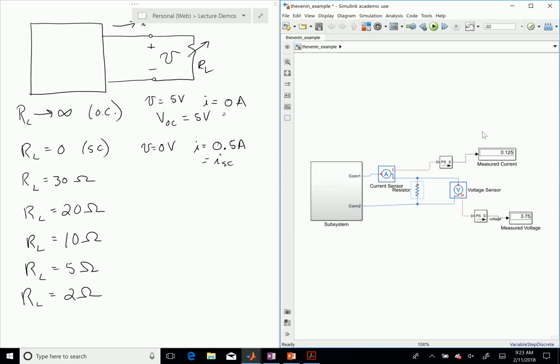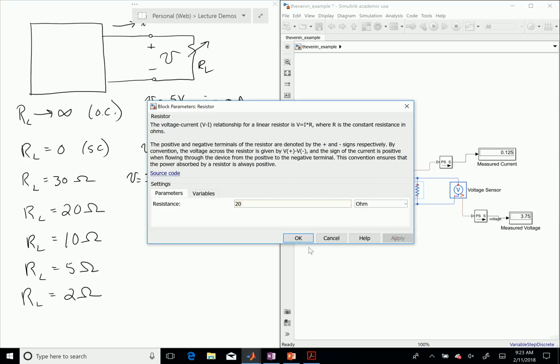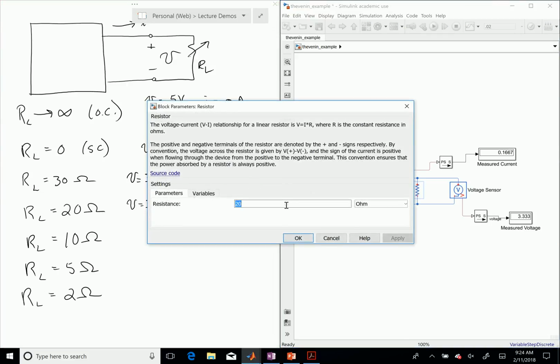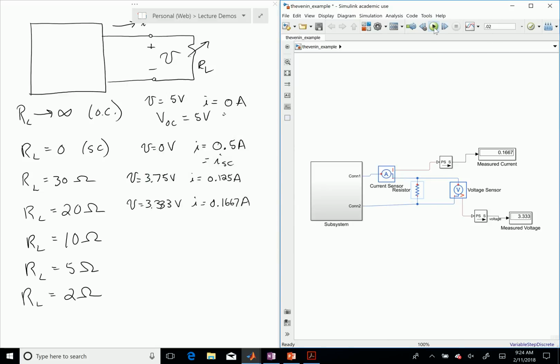In this case, at 30 ohms, I get V equal to 3.75 volts, so a little less than the maximum, and a little bit more than the minimum current, 0.125 amps. Now I change this to 20 ohms and run it again. I get V equal to 3.333 volts and I equal to 0.1667 amps. Then I change this to 10 ohms and run it again. Now I get V equal to 2.5 volts and I equal to 0.25 amps.